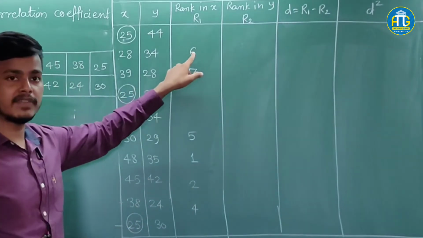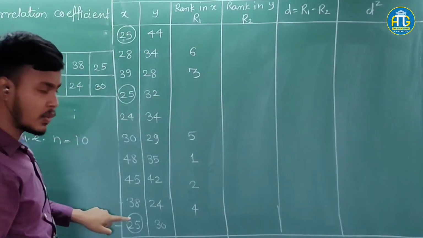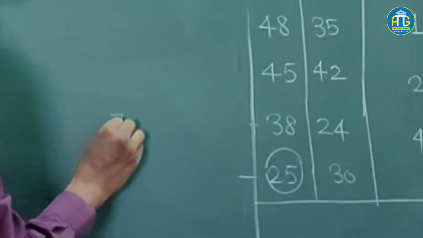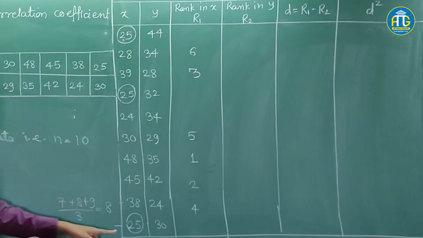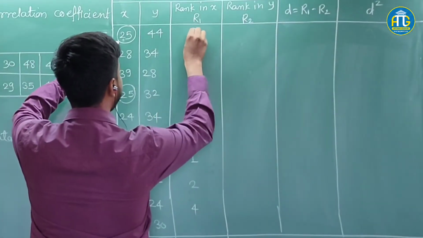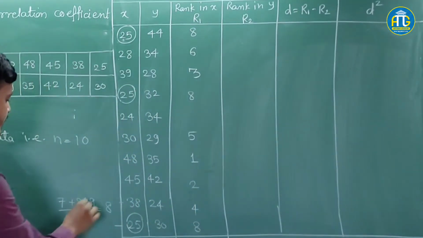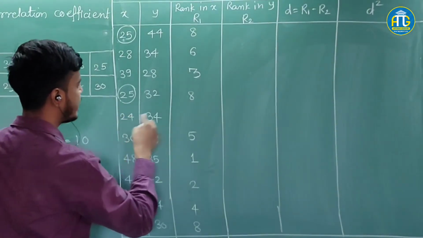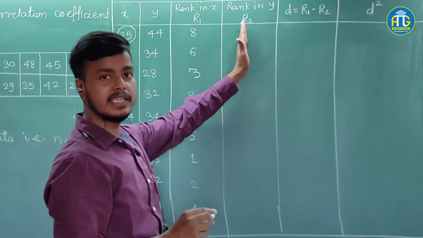So 25 is at 3 places, 1, 2, and 3. So how many ranks have we assigned? Up to 6. So these are at rank 7. All these 3 values will get the average value, like 7 plus 8 plus 9 divided by 3. So this is 8, and 25 will get rank 8. Okay, I have already made use of ranks up to 9, so the next value will get rank 10. What is the last value? That's 24, so it will get rank 10.